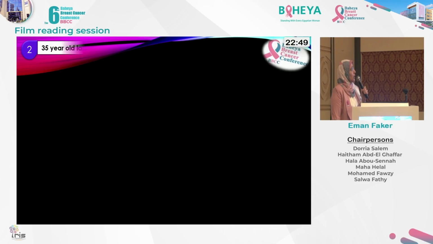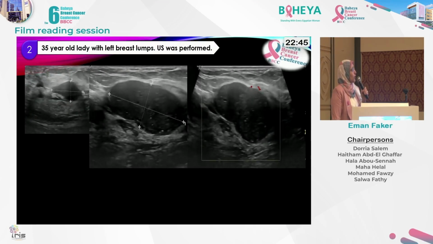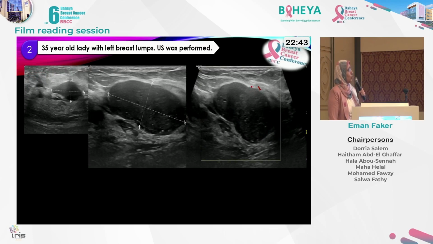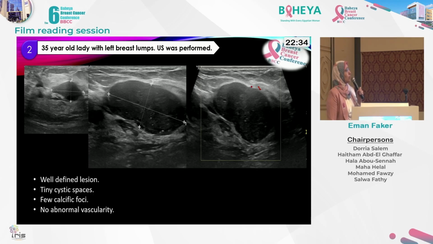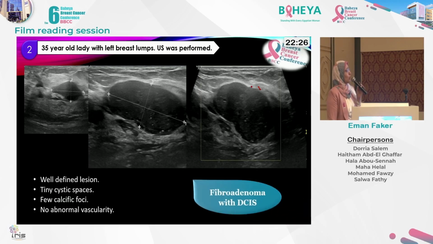Another case, a 35-year-old lady with left breast lumps. She had a few masses. The largest one is a well-defined hypoechoic lesion. We can see internal cystic changes with microcalcification within, and peripheral vascularity on color Doppler. Actually, it was also a fibroadenoma with DCIS.